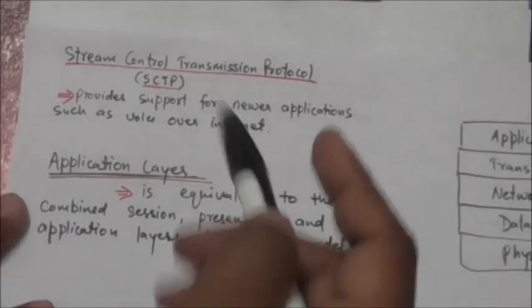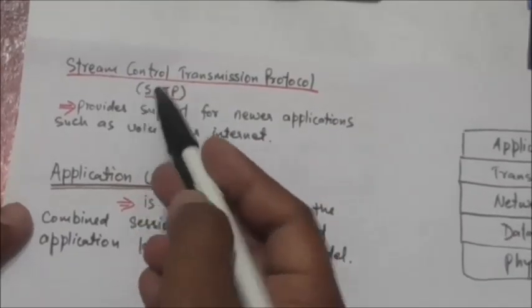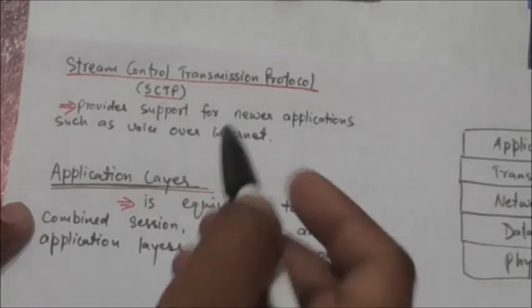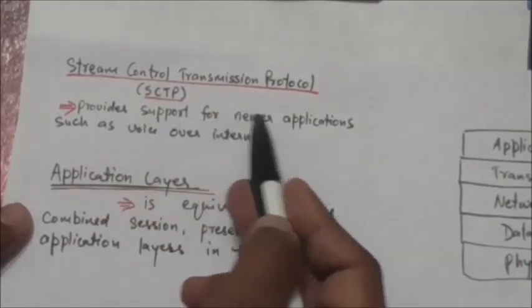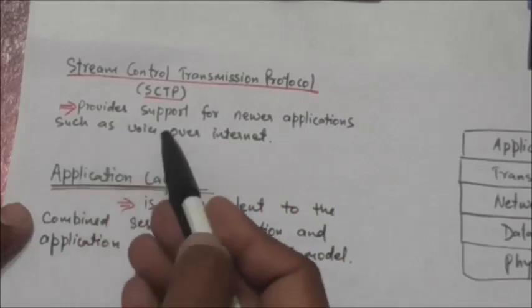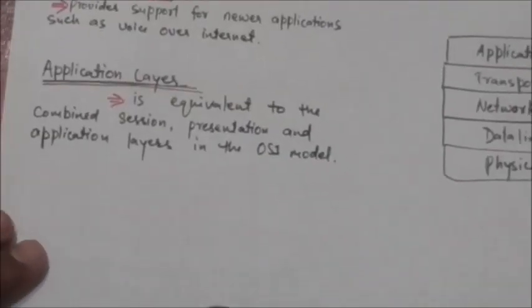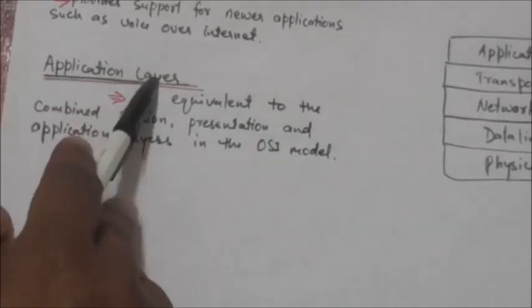Now the next is SCTP. Its full form is Stream Control Transmission Protocol, and SCTP provides support for newer applications such as voice over internet. Now we will study about the next layer, that is the application layer.